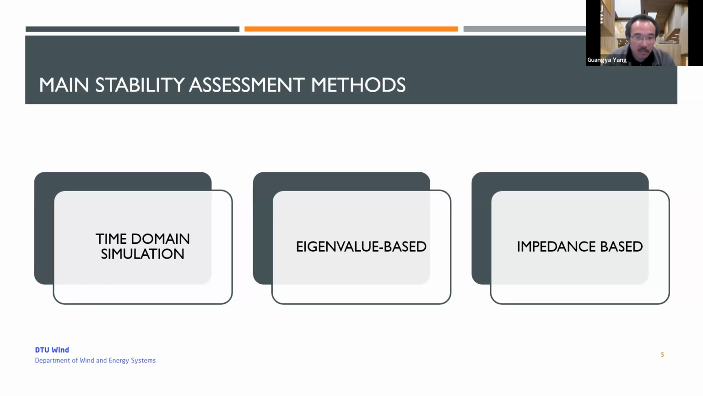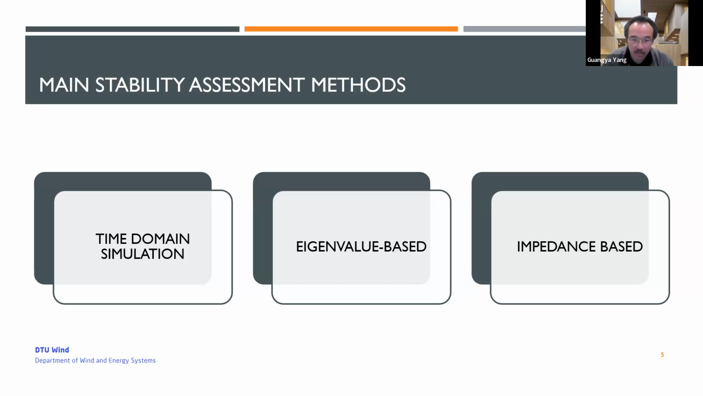Currently, the stability assessment methods can be categorized into three. First, time domain simulation, which is the most intuitive one: we develop an RMS or EMT model of the wind farm, and then run a series of scenarios to look at the stability, power ride-through capability, grid code compliance and so on. And then there is linear analysis, with two methods: eigenvalue based and impedance based.